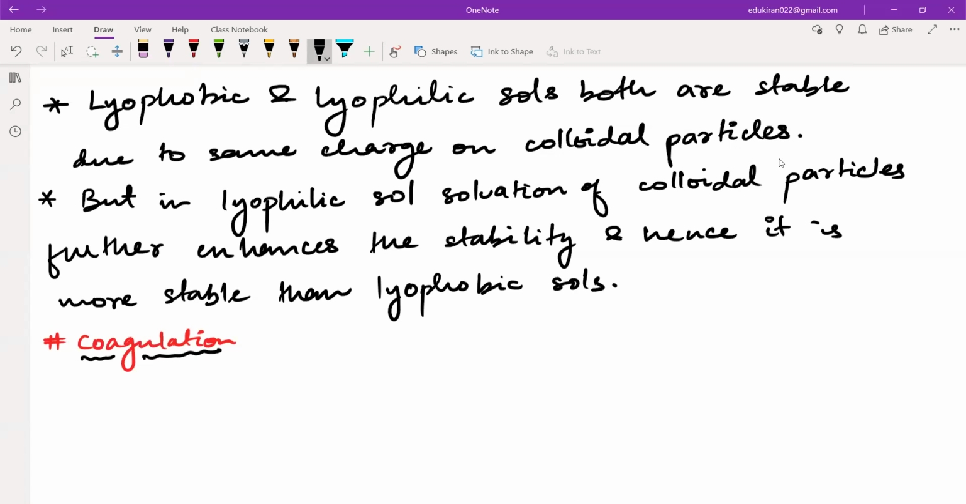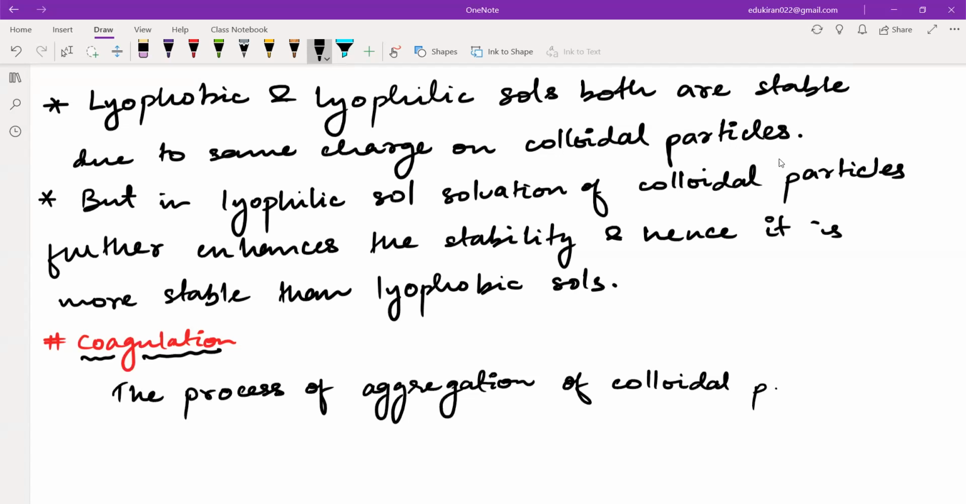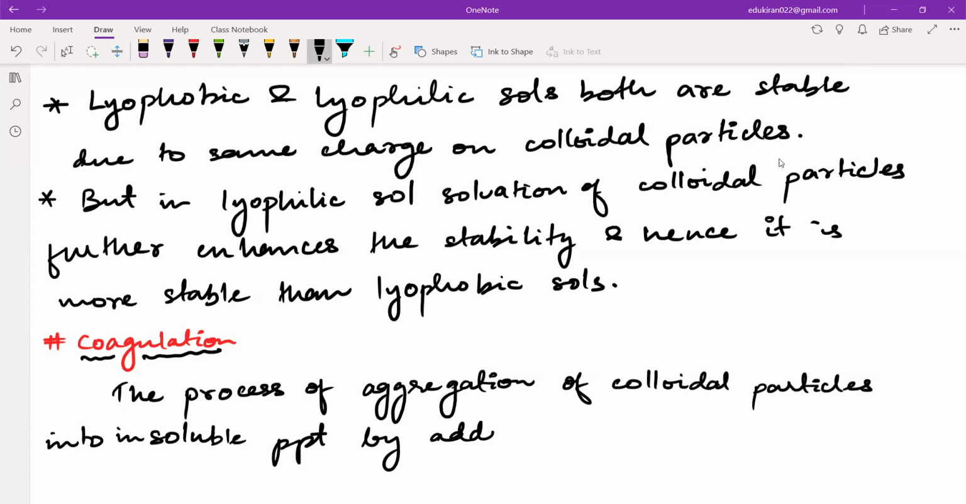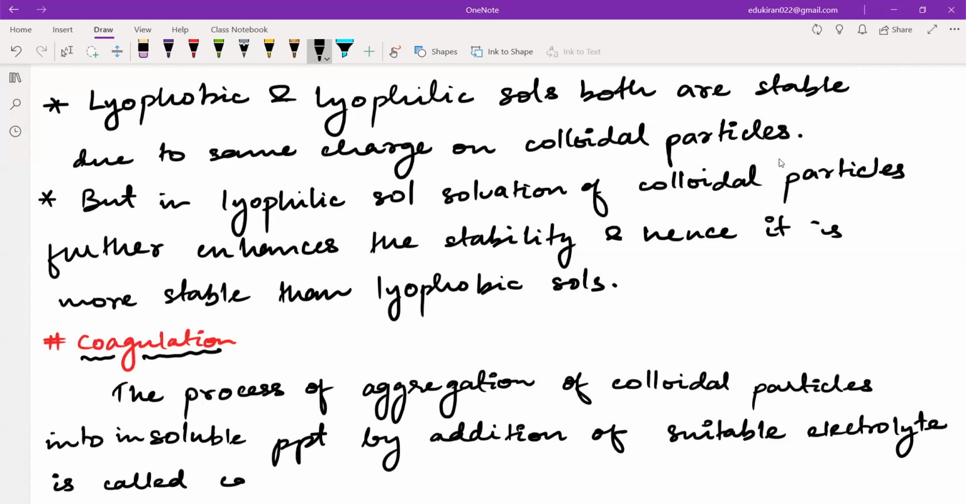Okay, so please write: the process of aggregation of colloidal particles into insoluble PPT, that is precipitate, by addition of suitable electrolyte for coagulation.